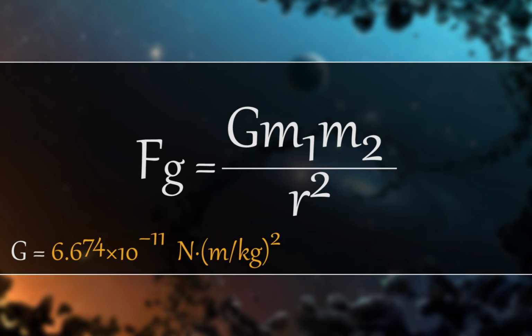And second, the letter R does not mean the radius of any object, but is defined as the distance between the centers of mass of the two objects, and it sometimes works out to be the radius, so you must pay full attention to that.